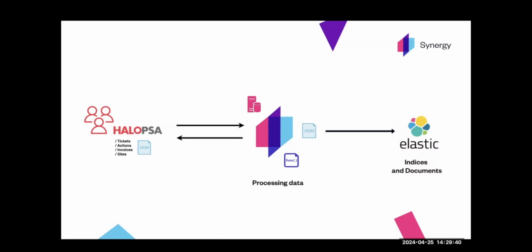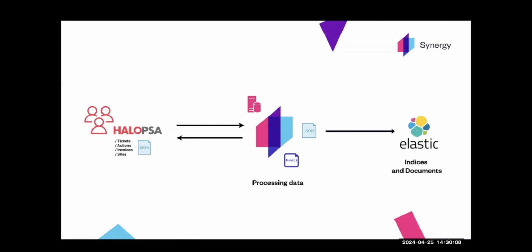At that point, we then process that data and push that onto Elastic. Elastic is set up using different indexes, and it treats every record as a document. So we created an index for each type of data format. So we've got an index for tickets, an index for actions, invoices, sites, etc.